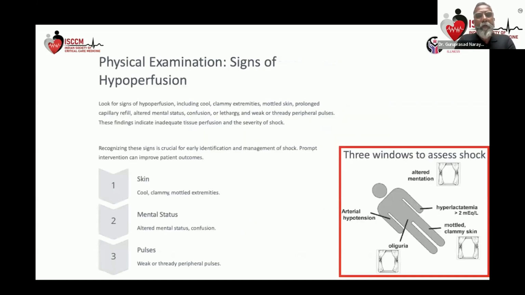Okay. Then what is more important is, I think any presentation on shock will show this cartoon, the three windows to assess shock. So brain, kidney, and the skin, these are the three windows to assess shock. So if the patient has got an altered mentation, or is oliguric, or has a mottled and clammy skin, then these are clear-cut signs of shock.